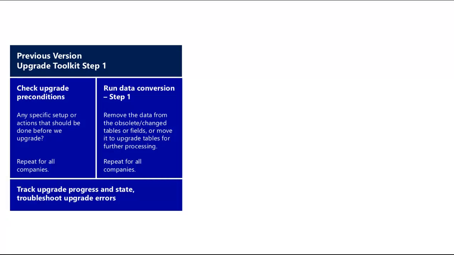As many of you remember, Upgrade Toolkit Step 1 would normally be executed in the previous version of the product, the one you're upgrading from. And within this stage of the upgrade process, you would run 2 things. First, you would run check upgrade preconditions. So this business logic would normally check the data to see if the data is ready to be upgraded.